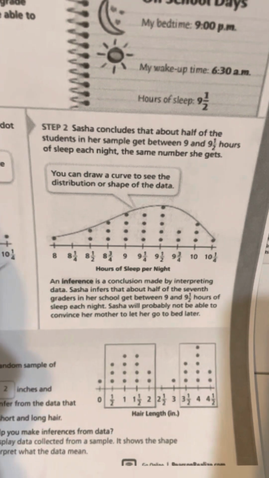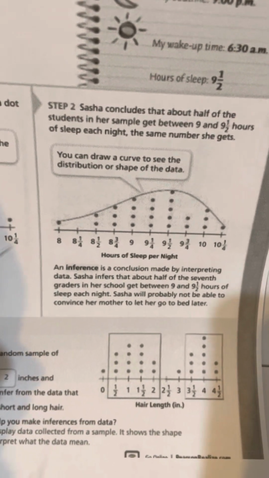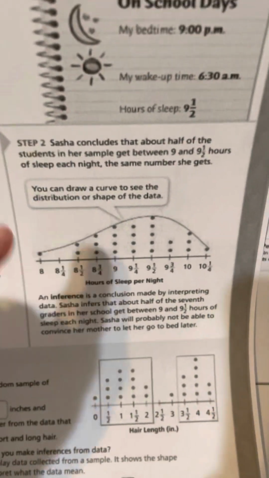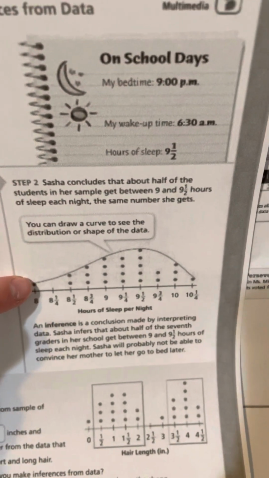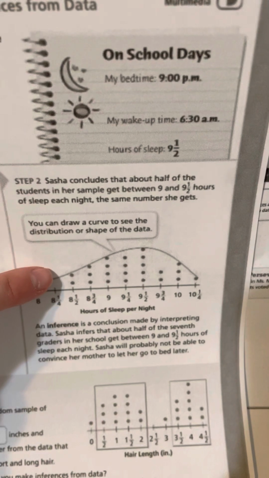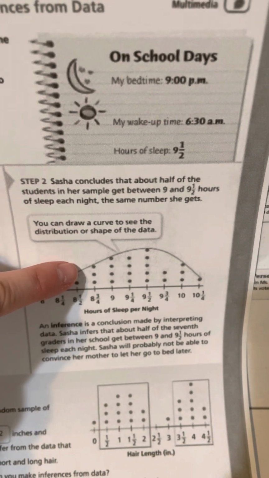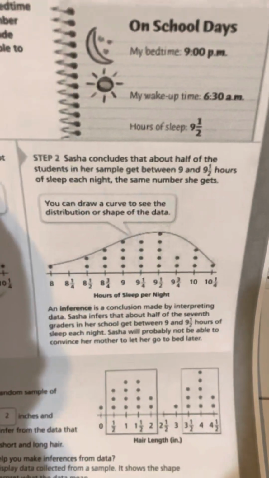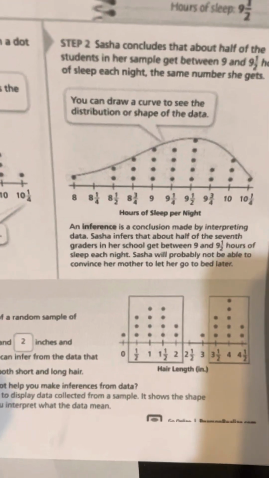You can draw a curve to see the distribution of the data. So you can take this data here and draw a curve. Look at how the data is distributed. You have one person at 8, none at 8 1/4, 2 at 8 1/2. So you draw the curve and then you start to go down at 10 1/4. I mean, who really gets that much sleep?